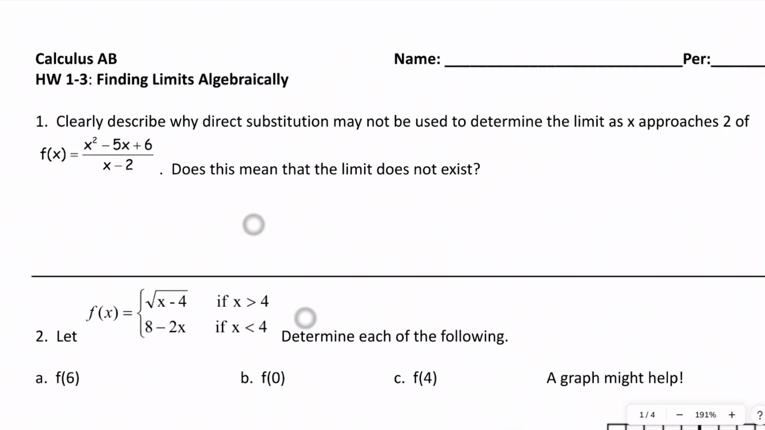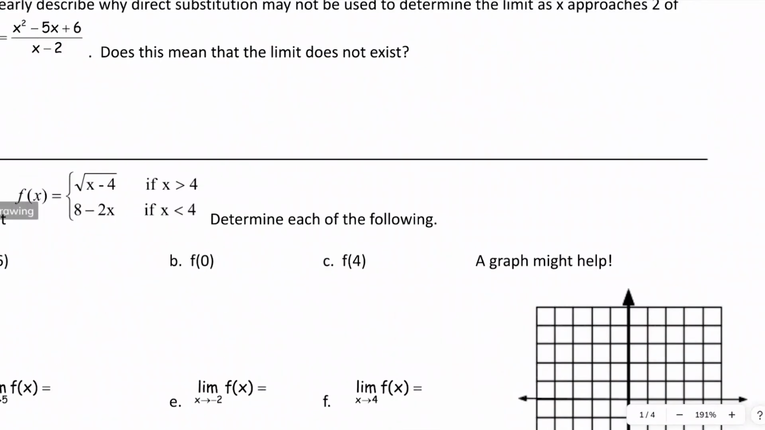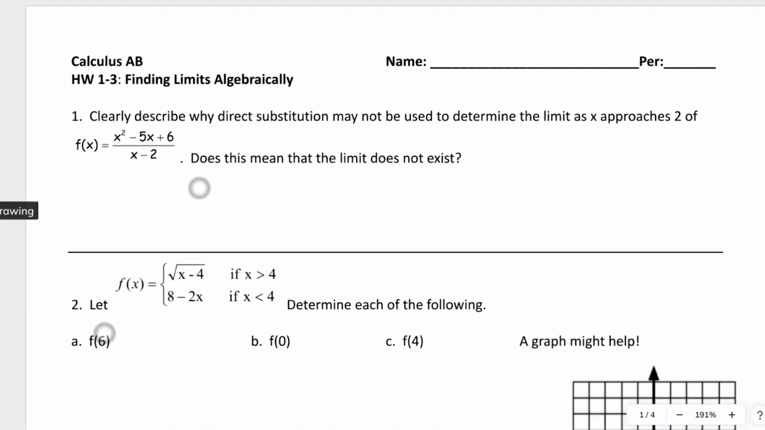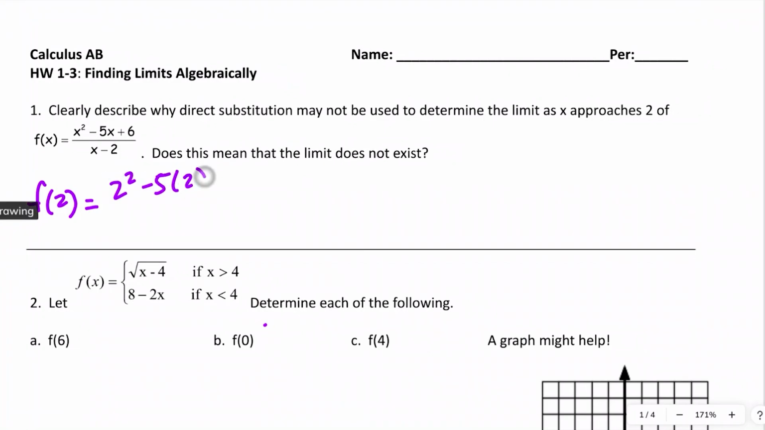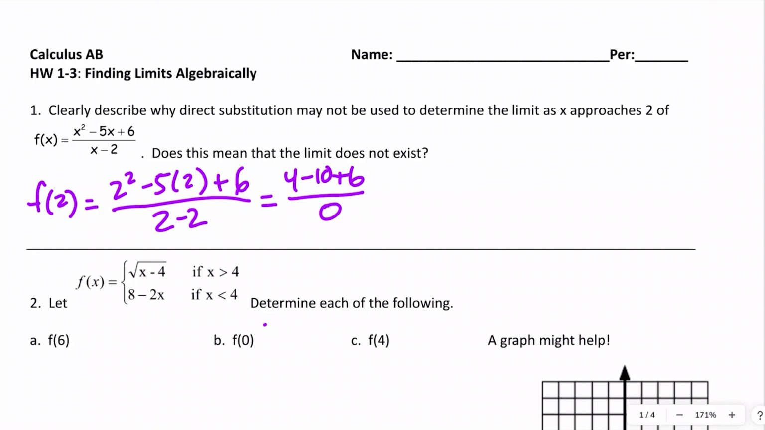If we just try to substitute f of 2 in, we're going to get 2 squared minus 5 times 2 plus 6 over 2 minus 2. Now we have a little bit of a problem here because that denominator, up top we get 4 minus 10 plus 6. I don't really care what that is. In the denominator though, I get 0, right?